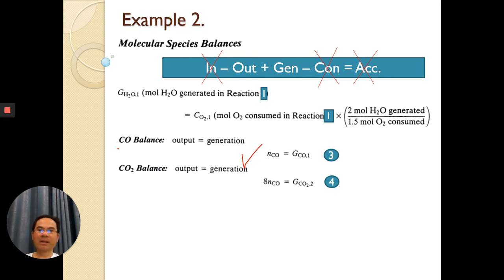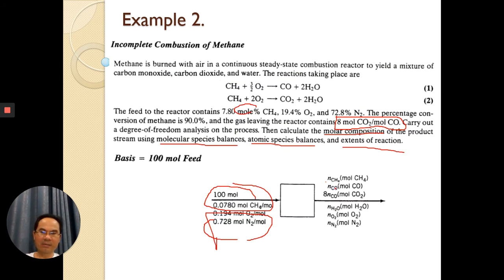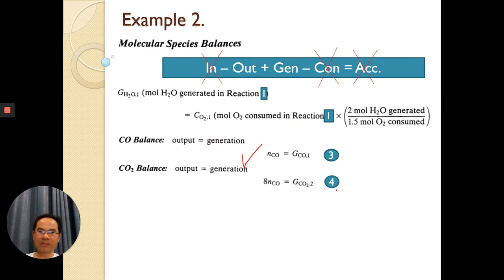And also for the carbon monoxide balance. CO is a product. There is no input also. There is no consumption. That means generation equals output. The output of CO is N CO, and N CO equals generation. We denote that N CO equals G CO from reaction 1, because CO is generated from reaction 1. And also the CO2 balance: no input, no consumption, but CO2 is a product.